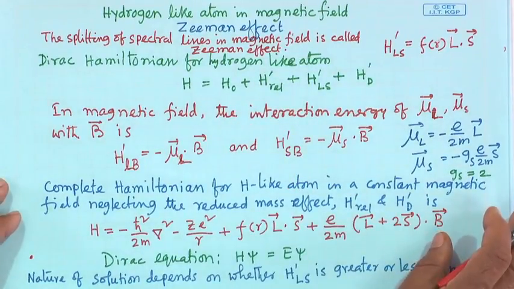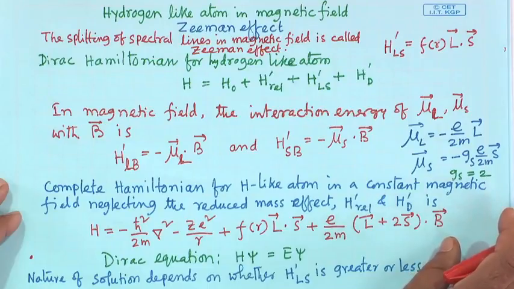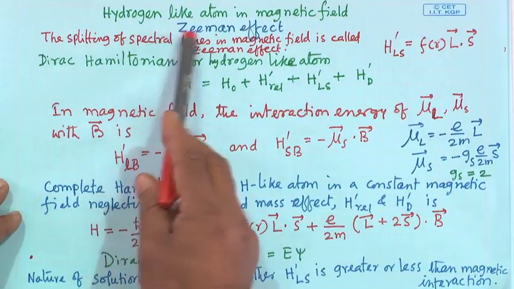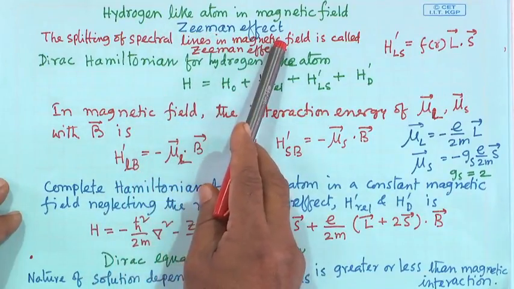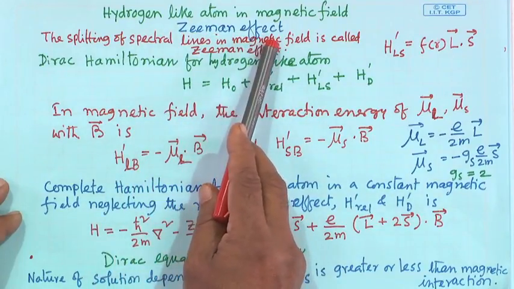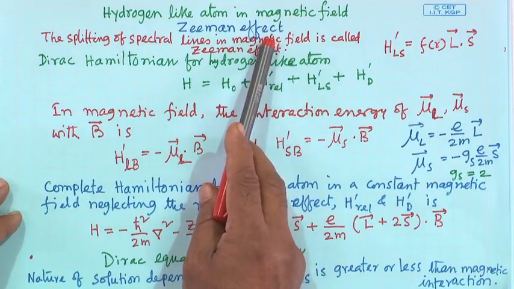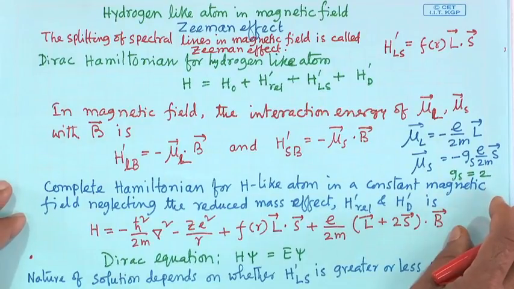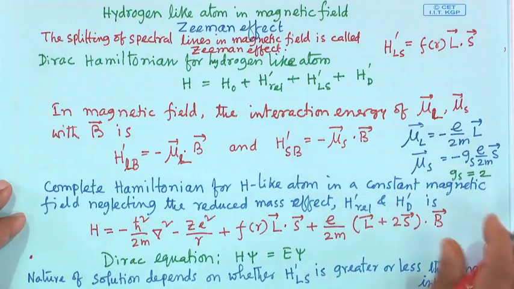So, today I will discuss the effect of a magnetic field on a hydrogen-like atom. That is basically the Zeeman effect. We have already seen it earlier, but now I want to use quantum mechanics to explain this Zeeman effect.